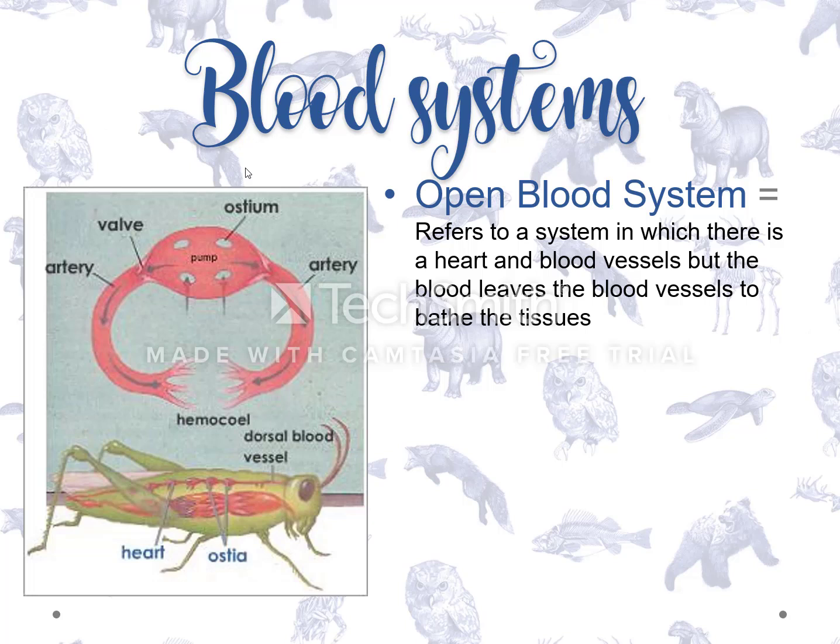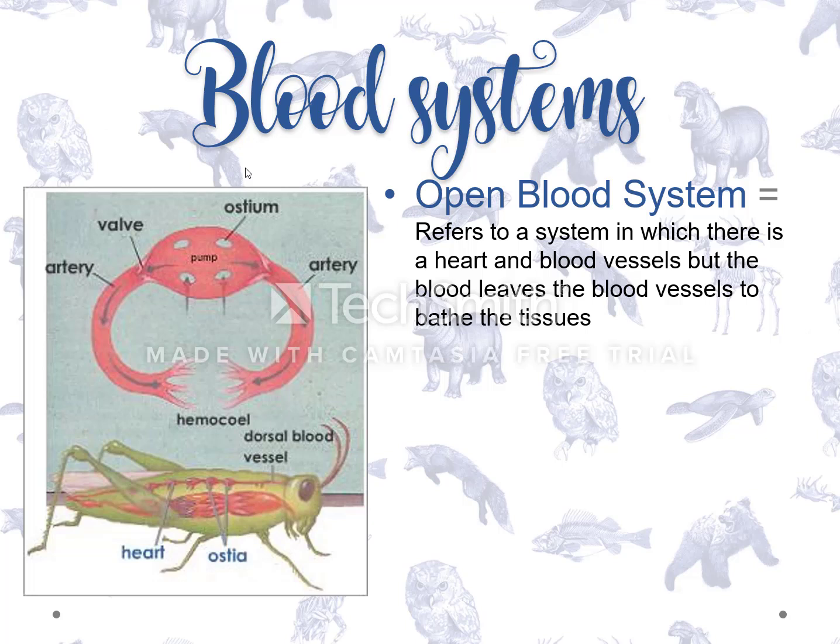Right. The next key feature is blood systems. Now, blood systems, you have either an open blood system or you have a closed blood system. The easier one to do, obviously, is a closed blood system because you'll recognize it.